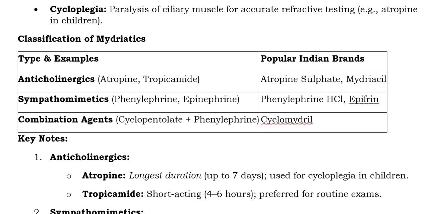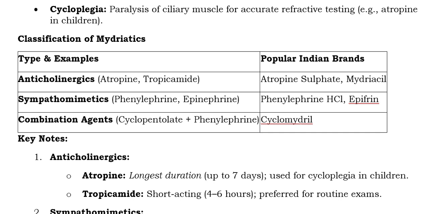So how do we actually group these different mydriatic agents? The main way to classify them is based on how they work, their mechanism of action, and that splits them into two main groups, anticholinergics and sympathomimetics. Anticholinergics and sympathomimetics. Okay, sound a bit complex. Can we get some examples for each? Sure. For the anticholinergics, think atropine and tropicamide. Those are the big ones.